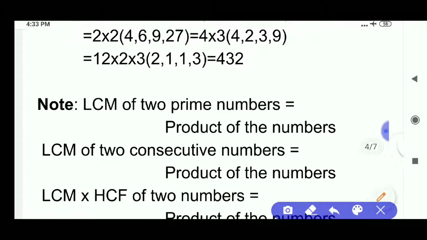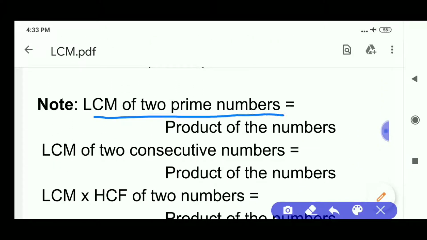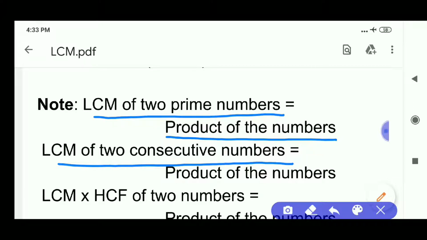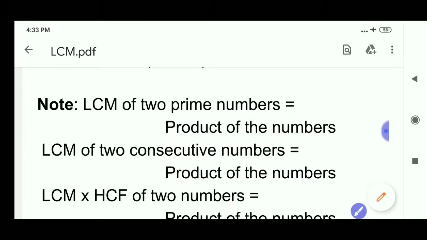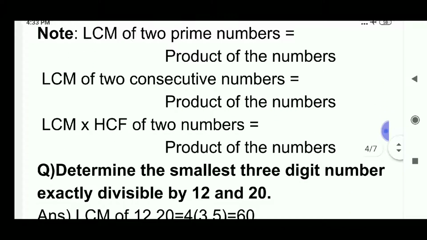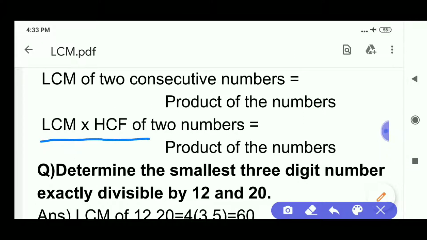Note, LCM of two prime numbers is the product of the numbers. One more note, LCM of two consecutive numbers, meaning side by side numbers, is equal to the product of the numbers. One more note, LCM times HCF of two numbers is equal to the product of the numbers.